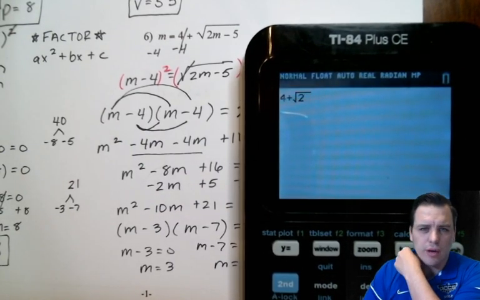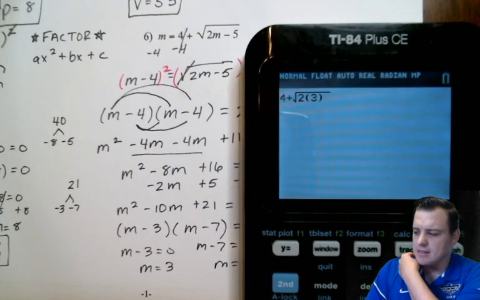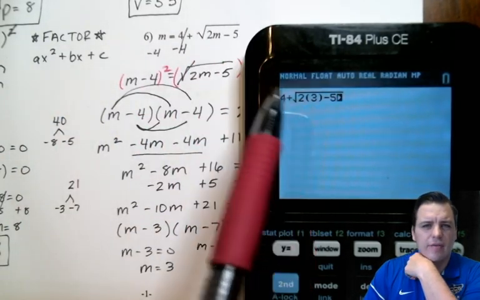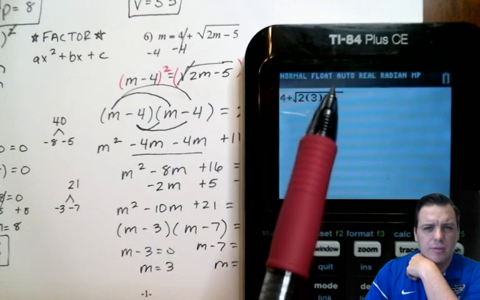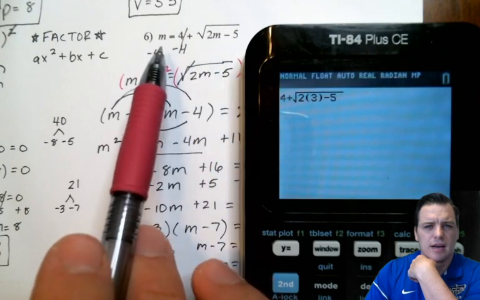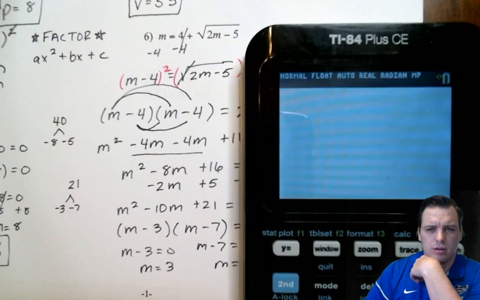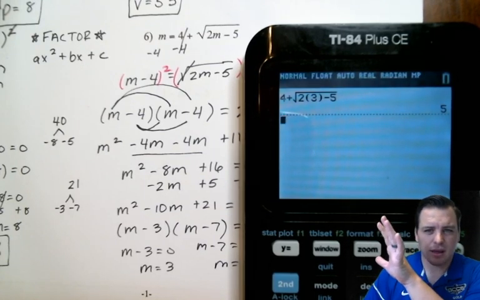radical 2M. Let's go with 3 first. 2 times 3 minus 5. Notice here that for the M, we think one of the M's could be 3, so we put a 3 into that M. Now, because there's only one M on this side and one M right here, this answer should be 3 if 3 works. Notice that it's 5, okay?